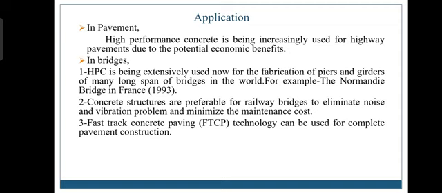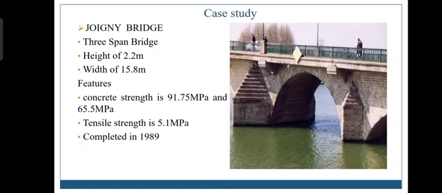Let's move on to case studies. First is the Zwagny Bridge. It is a 3-span bridge constructed in 1989. It is 2.2 meter high and its width is 15.8 meter, and the following features were found when tested. Concrete strength is 91.75 megapascal and 65.5 megapascal. Tensile strength is 5.1 megapascal.